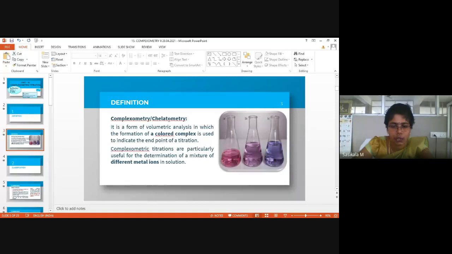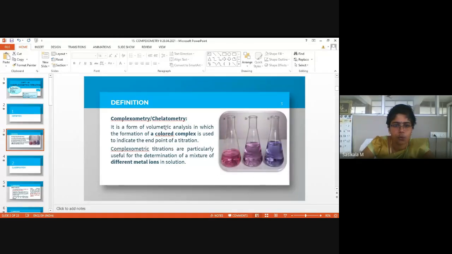Complexometry or chelatometry. Can you hear my voice? Clear, right? We will proceed. Complexometry is otherwise known as chelatometry. Chelation is nothing but complex formation. When complex formation occurs, it is called chelation, and the product formed through complexation is called a chelate or complex. That is why it gets the name complexometry or chelatometry.